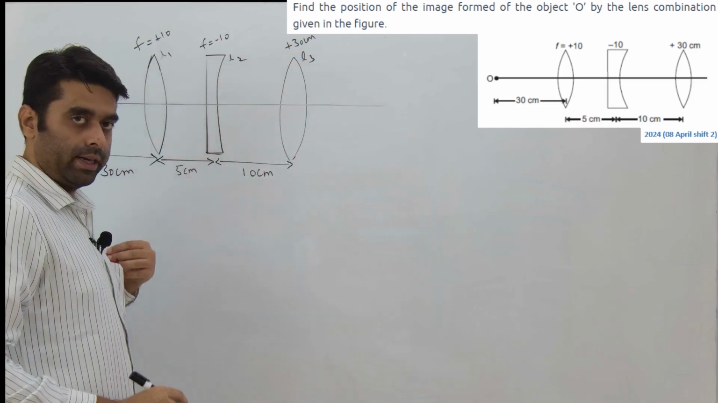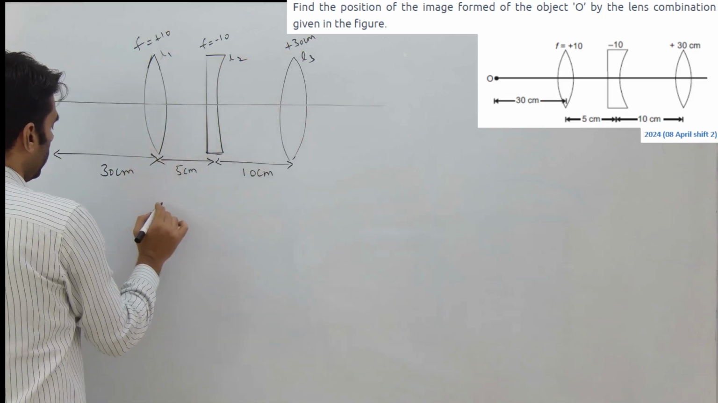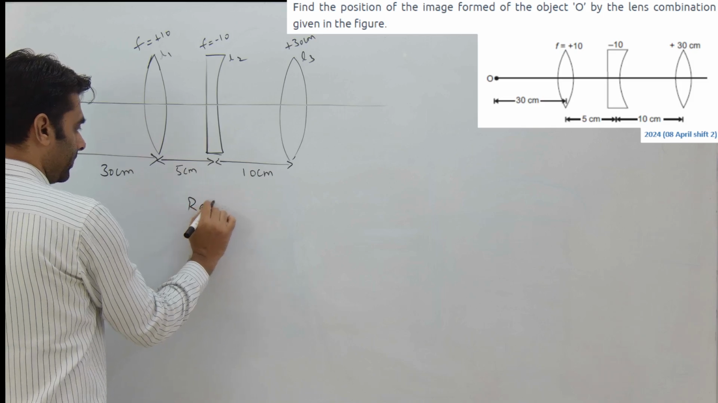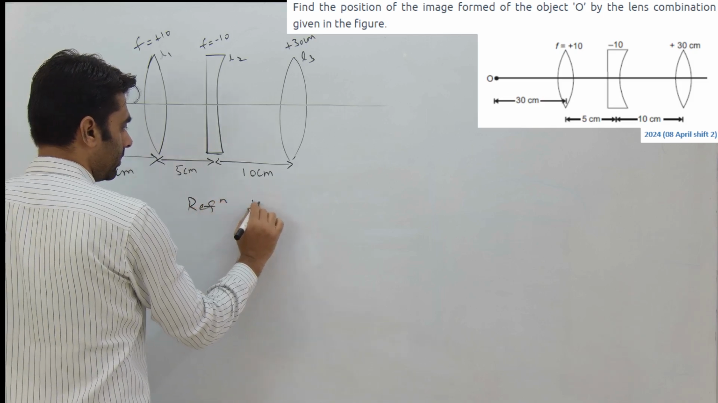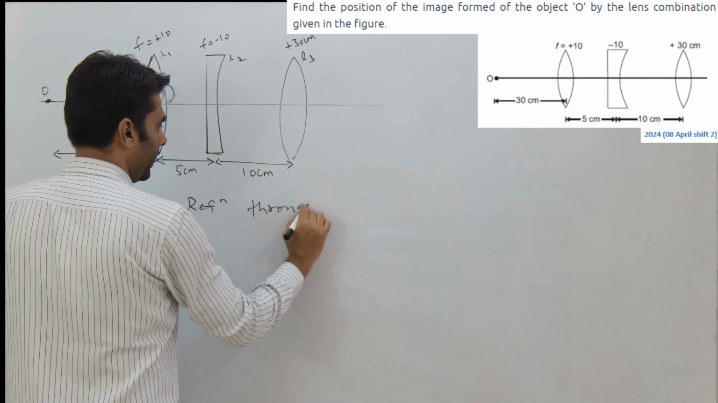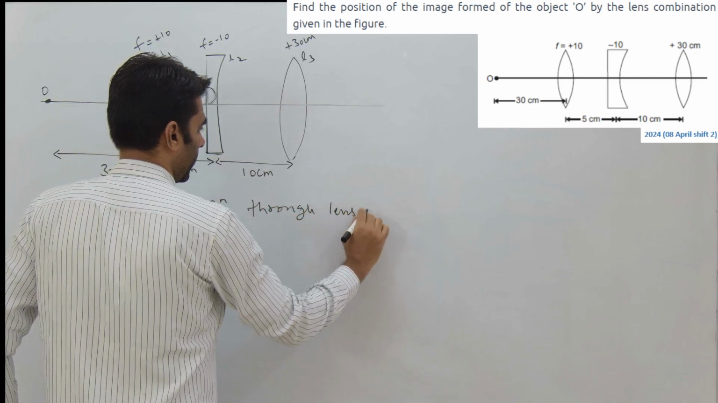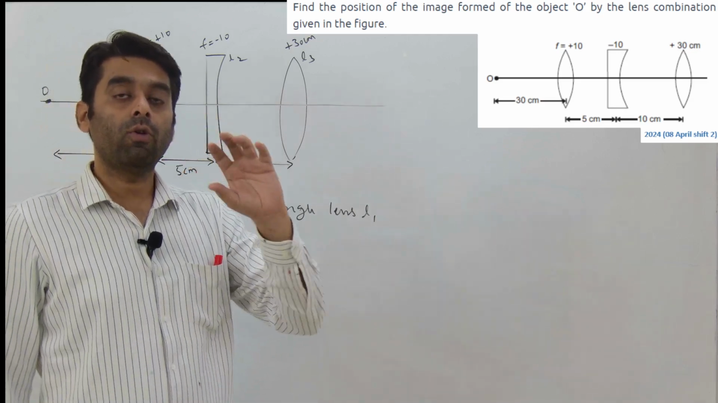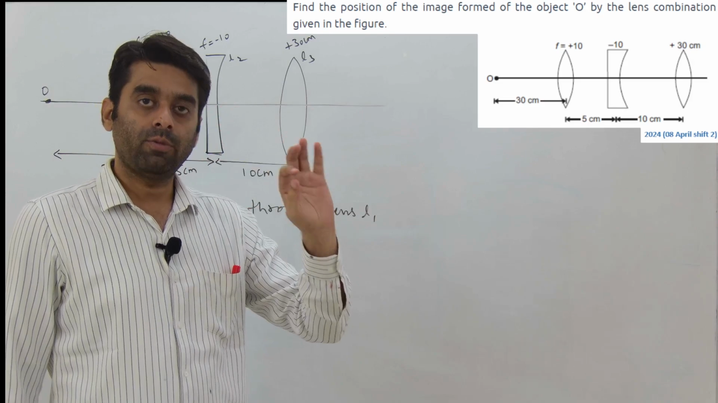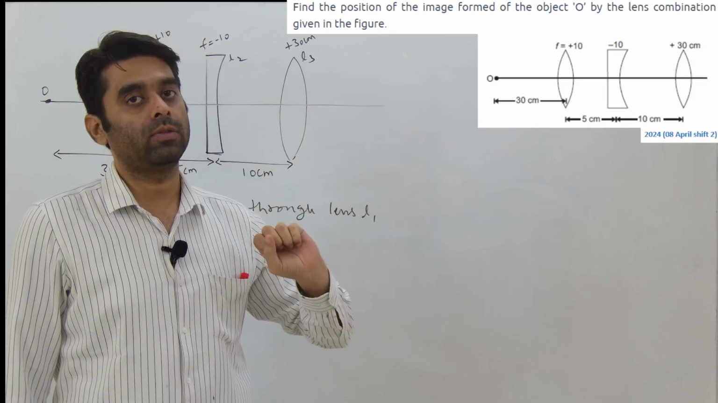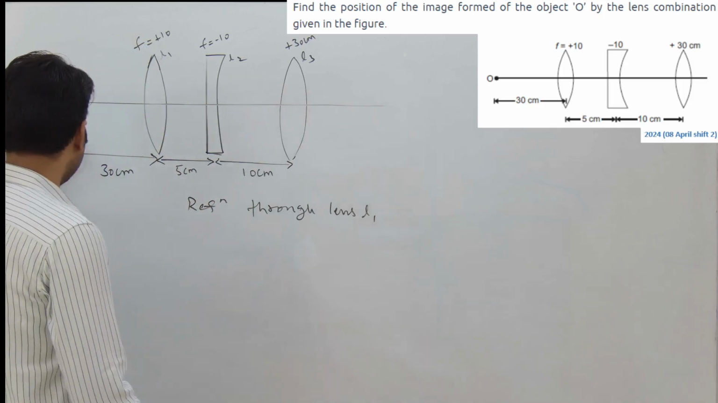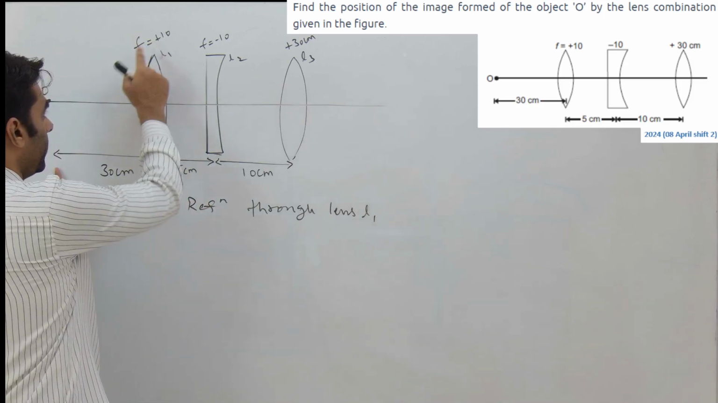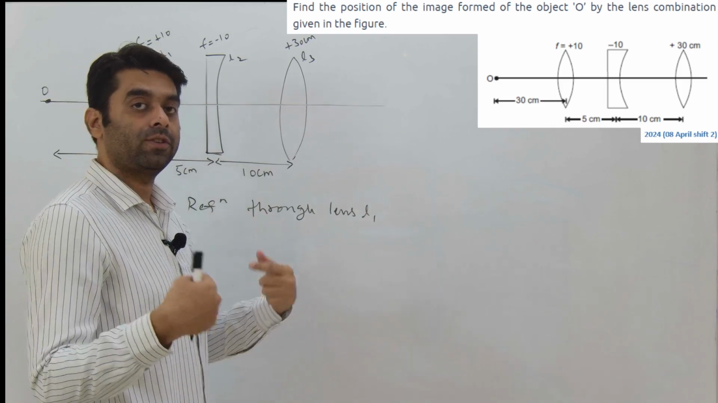First of all, let's focus on lens 1. Refraction through lens 1, L1. In these types of questions, we always focus on the path of the light ray. So through lens 1, the object is placed at 30 centimeter, focal length is 10 centimeter. Let us find out the image.